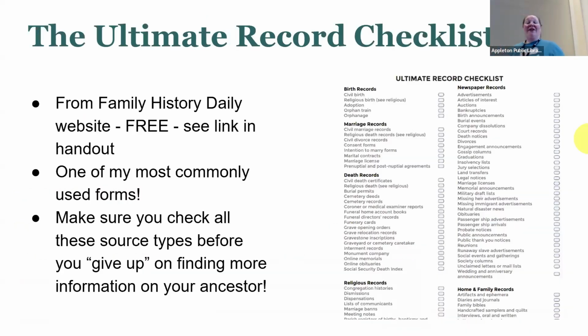There's something called the Ultimate Record Checklist. So when I was talking a few minutes ago about the reasonably exhaustive search, you want to look at all these different source types and make sure you're looking for your ancestor in all of these sources, because these are the common sources that you might find your ancestor in. So this is one of my most frequently used forms. I print this off or keep an electronic copy for each person. So I know, hey, I looked for their birth record. Hey, I looked for their marriage. I looked for their death. I looked for their baptism record and all these different newspaper sources for each person.